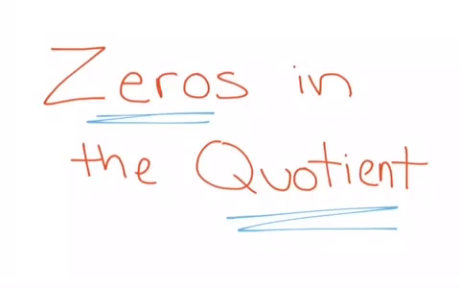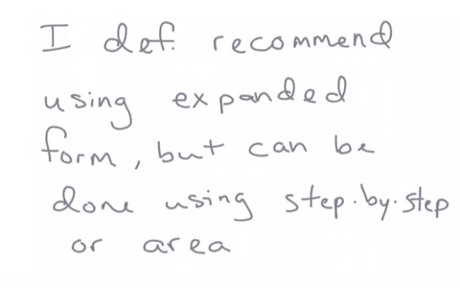Alright, throughout this video, I should hopefully be able to help you out when you are dealing with zeros in the quotient, otherwise known as your answer. So your answer is going to have a bunch of zeros in it. Whenever we have this situation, I definitely recommend using the expanded form for these type of division problems.